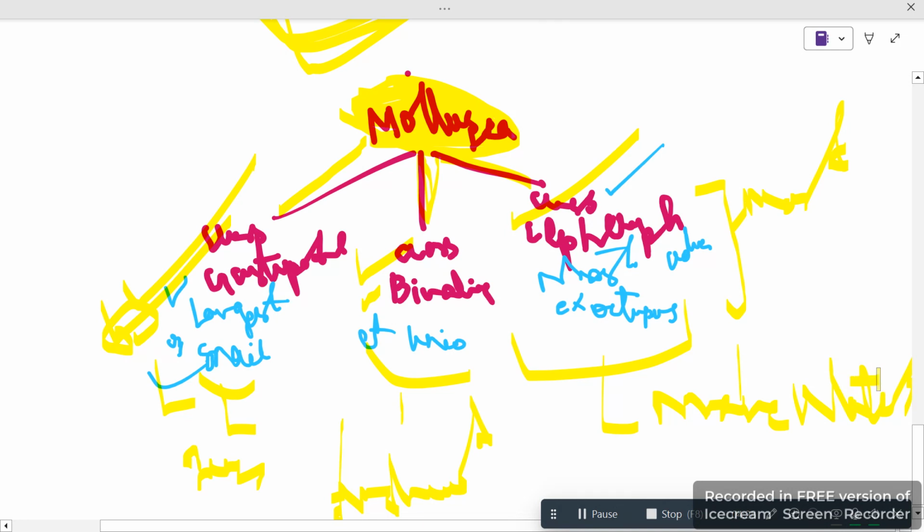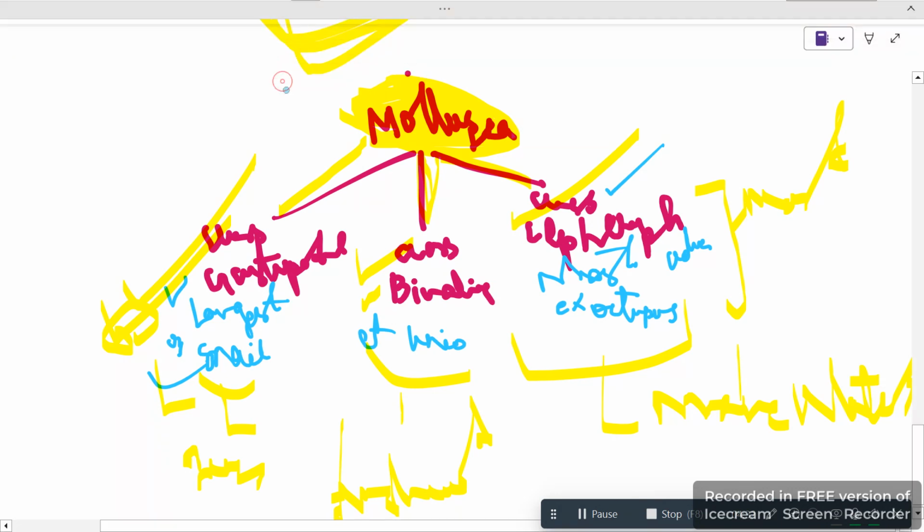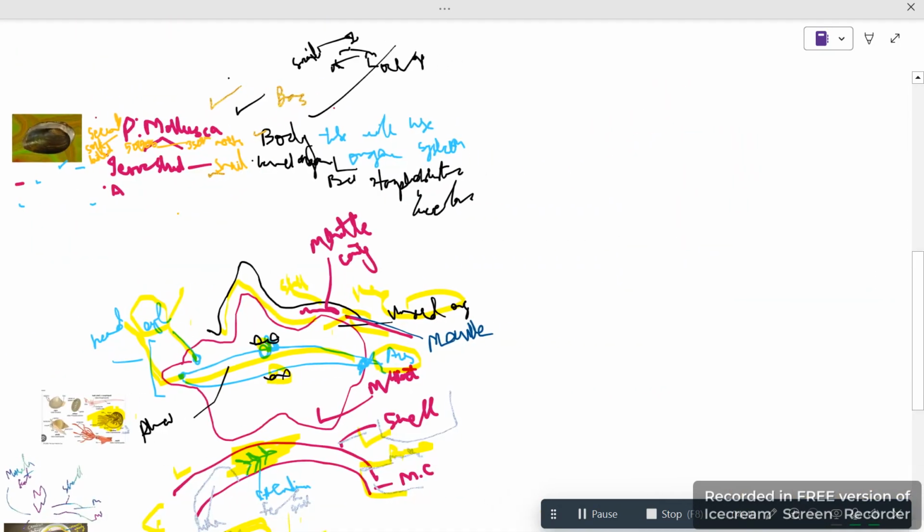Okay, so I'm sure you just got the concept. Mollusca: Gastropoda, Bivalvia, and Cephalopoda. And yes, this was the complete Mollusca.